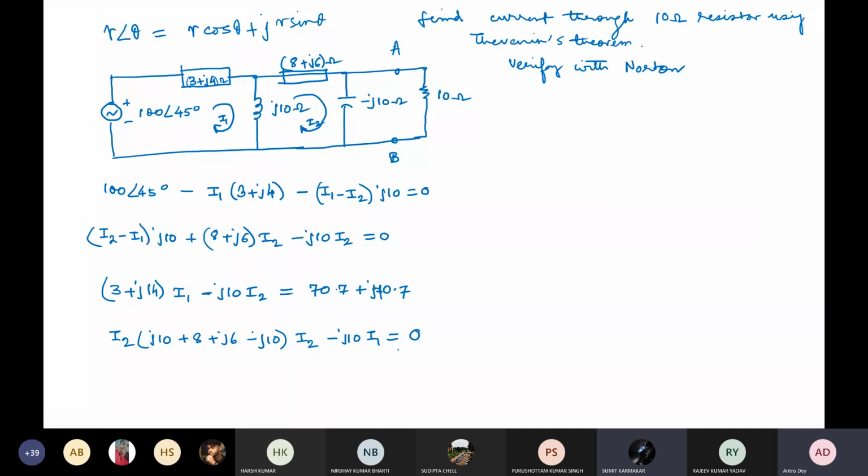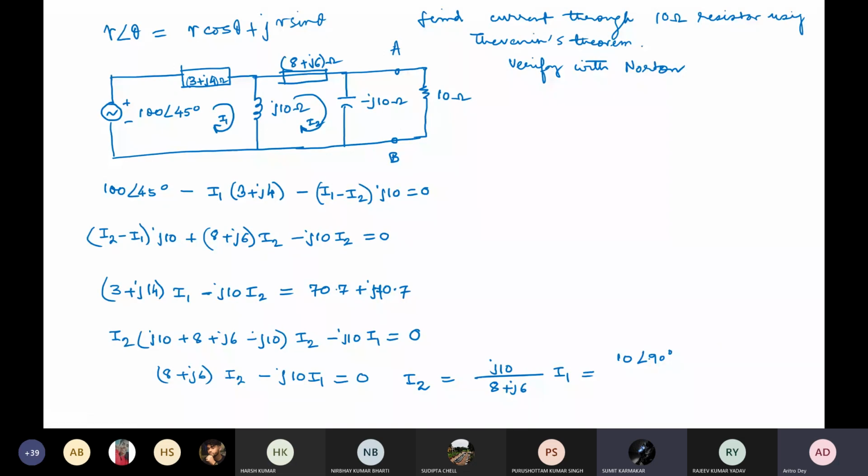So from here you can either replace I1 or I2. How can you do that? If you just rewrite, it turns out to be equal to 0, right? You can express I2, because it is I2 which we are interested to find out, that is equal to j10 by 8 plus j6 into I1. Agree? So j10 we can write as 10 angle plus 90, then 10 cos 90 plus j into 10 sin 90. So it is j10. Okay.